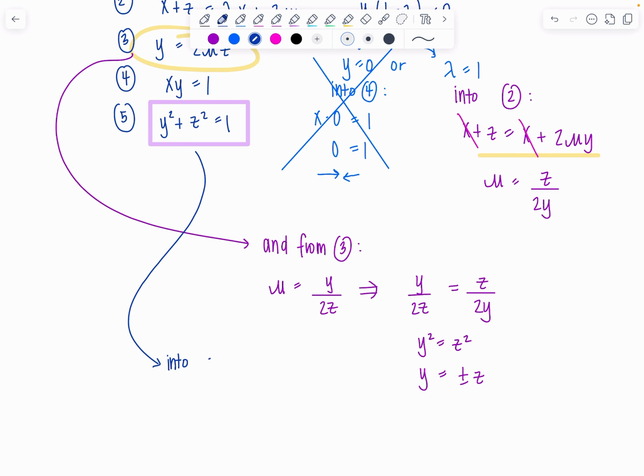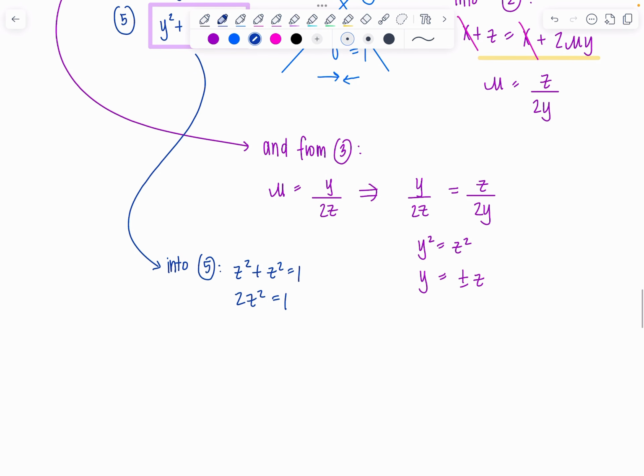Okay, into 5. Z squared plus z squared is 1. So 2z squared is 1. Do you cross your z's? I hope you do. So z squared is a half, which means z equals plus or minus 1 over rad 2. Okay, now here's the thing. Y equals plus or minus z. So y is also going to be plus or minus 1 over rad 2. But already this is giving me like 4 different options, right? Because y could have the same sign as z or it can have the opposite sign as z.